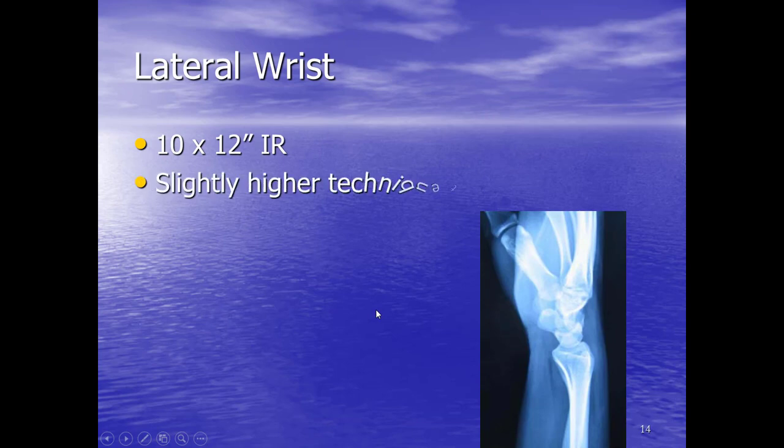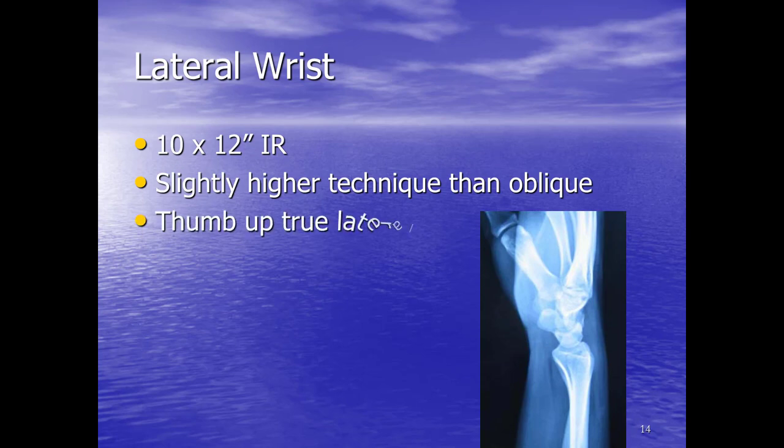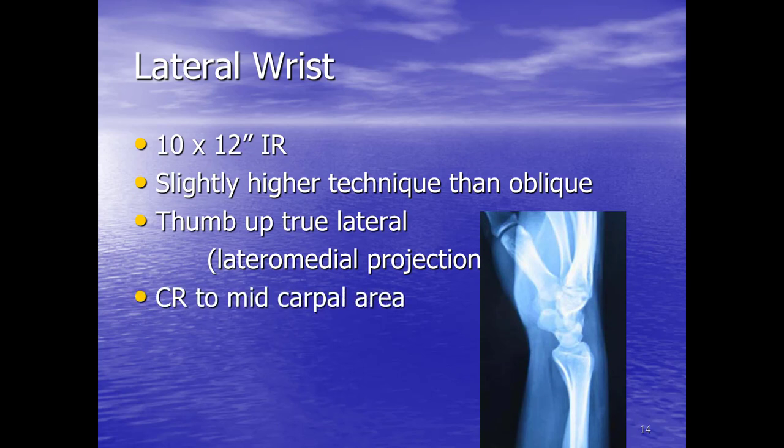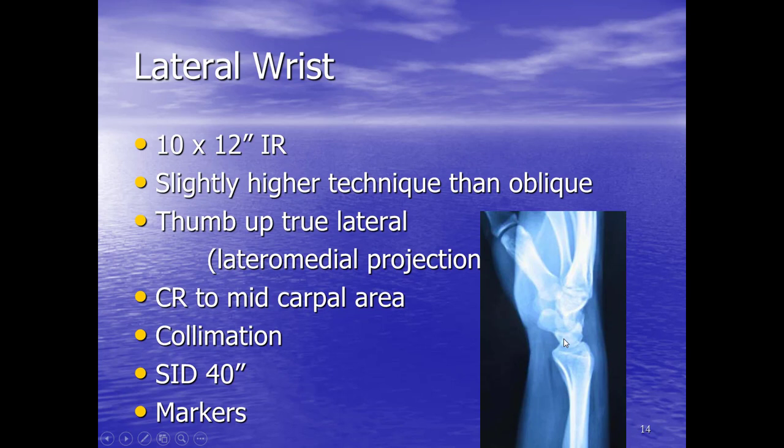Use a 10 by 12 or 14 by 17 digital plate, slightly higher technique than the oblique. So now you're probably up to about 60 kVp at 5 mAs. Your thumb up, true lateral. So a lateral to medial projection, center to the mid-carpal area. Collimation. Sit at a 40-inch, have them have shielding on, and it's a tabletop exam.